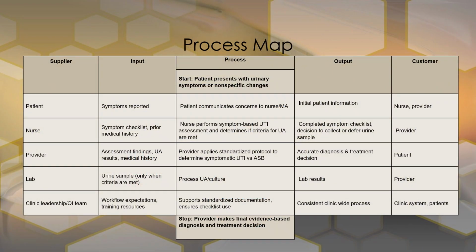And this kind of breaks it down a little more. This is my process map, which walks through what's actually happening during a typical UTI evaluation. Right now, the steps vary depending on who is assessing the patient. Mapping it out really shows where a checklist or algorithm could help create consistency.